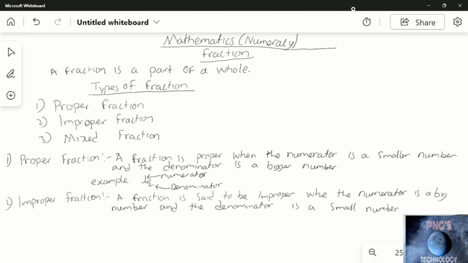So when the numerator is a bigger number and the denominator is a smaller number, we say this fraction is an improper fraction. For example, we can say 9/4. In this case, this is our numerator, and this is our denominator. So this is an improper fraction. When the up number is bigger and the down number is smaller, it is an improper fraction.